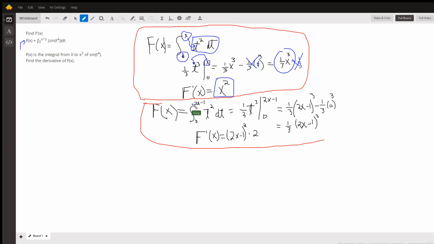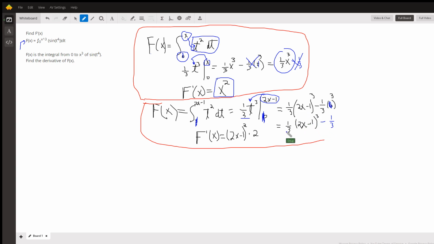Suppose this upper limit had been a function of x, like 2x minus 1. If you go through the same process, there's the antiderivative from 0 to 2x minus 1. You put this in here for t, minus, well, let's just change this to a 1 this time. Put a 1 here. You'd get 1/3 of the quantity 2x minus 1 cubed minus 1/3. Now when you take the derivative, of course the minus 1/3 is still 0.